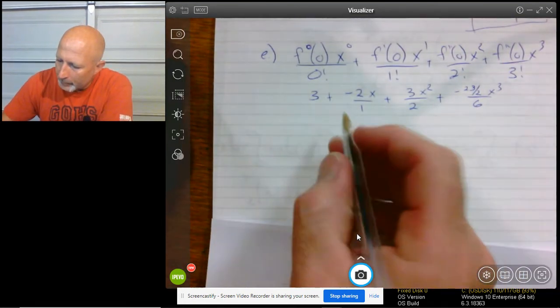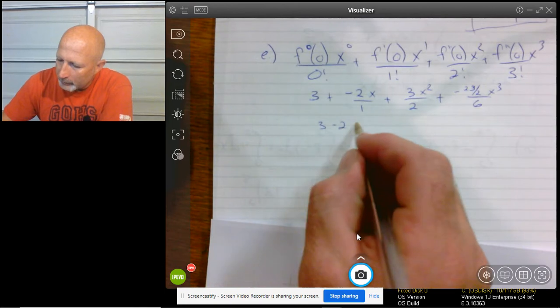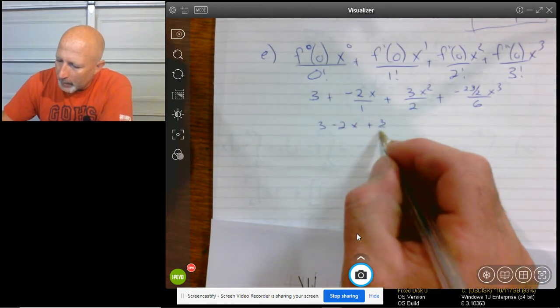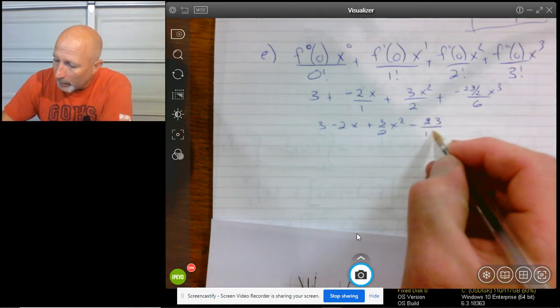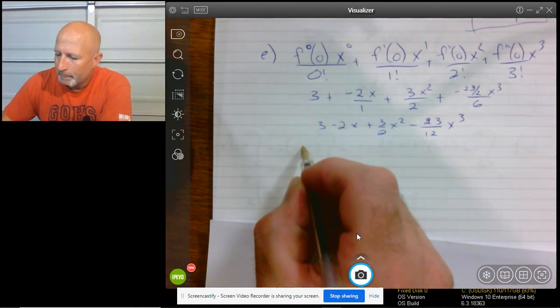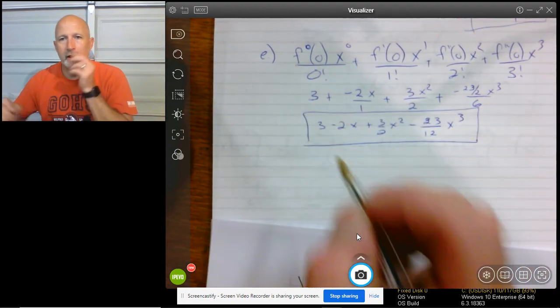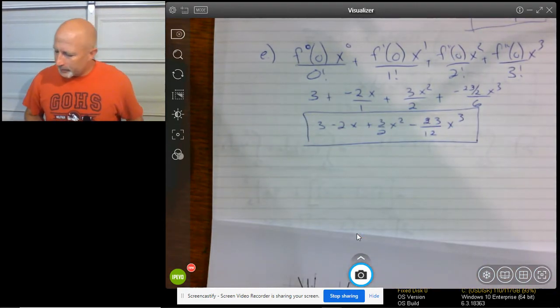So cleaning this up, you have 3 minus 2x plus 3 halves x squared minus 23 twelfths x cubed. Okay, and that's what the third degree Taylor polynomial expansion for that is.